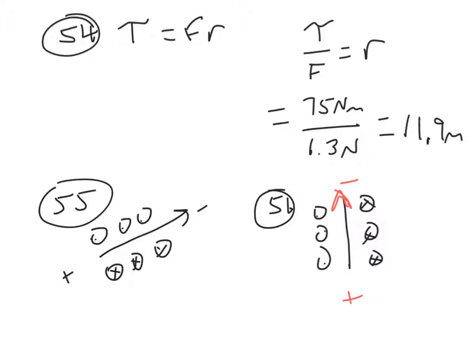54 is a similar question. It says how long is a pry bar to produce this particular torque? We simply rearrange the equation to solve for radius, which is the length of the pry bar. Put the numbers in, and you have 11.9 meters.